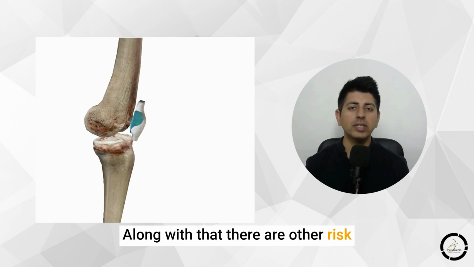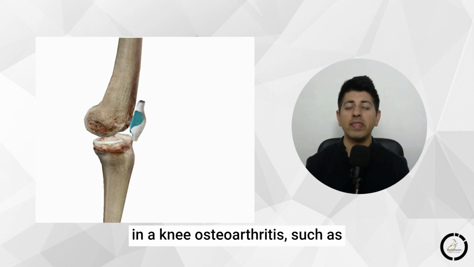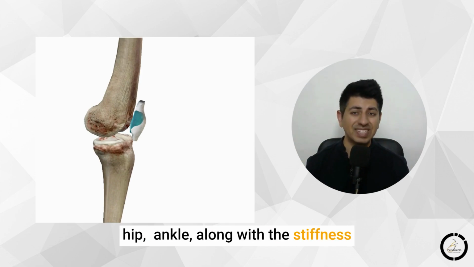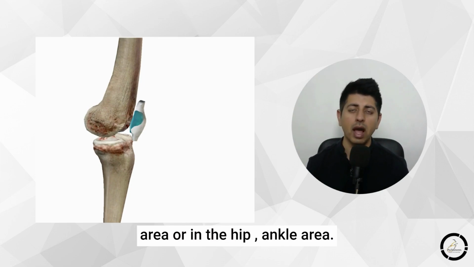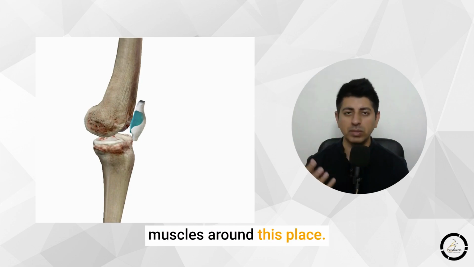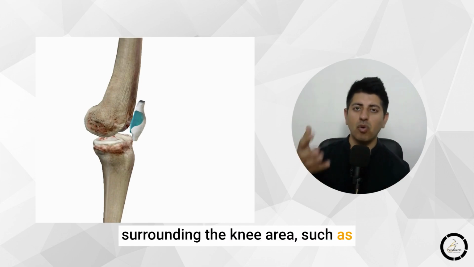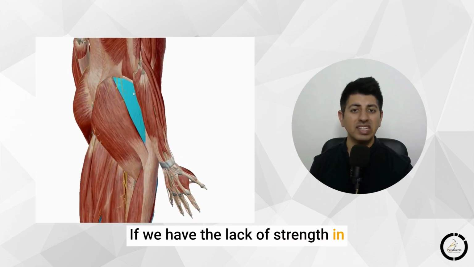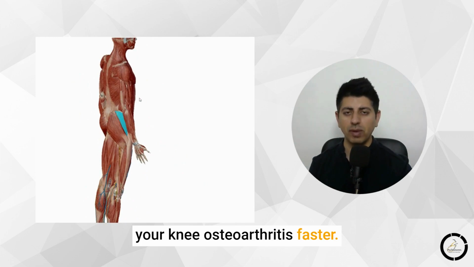Along with that, there are other risk factors or causes which result in knee osteoarthritis, such as the lack of mobility of your knee, hip, and ankle, along with stiffness in the muscles around the knee area or in the hip and ankle area. And the last thing that we need to see is the strength of the muscles around this place. If you have a lack of strength in the muscles surrounding the knee area, such as your quadricep muscle, hamstring, and the buttock muscles, there are good chances that you can develop knee osteoarthritis faster.